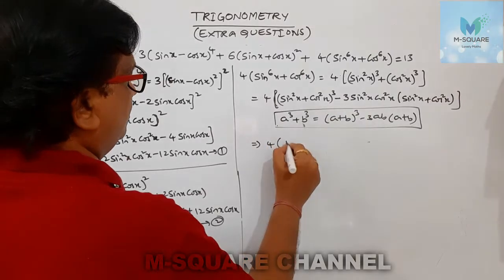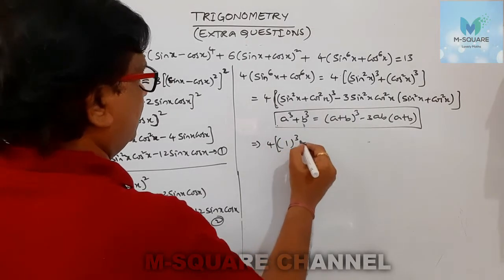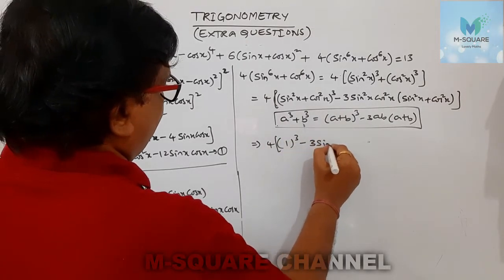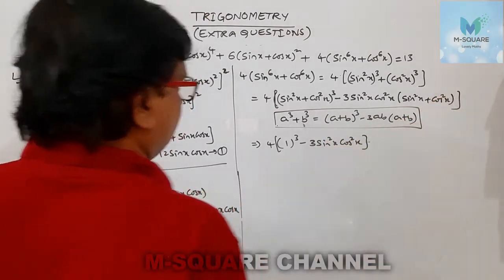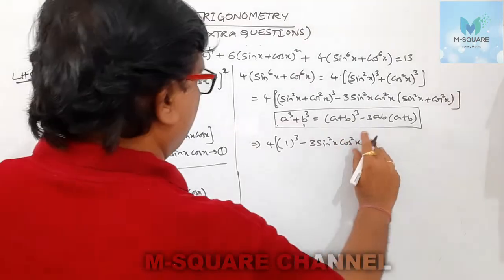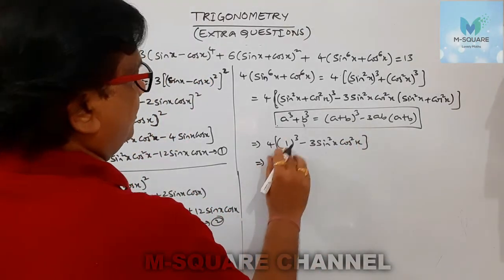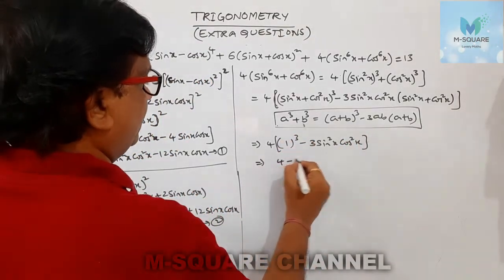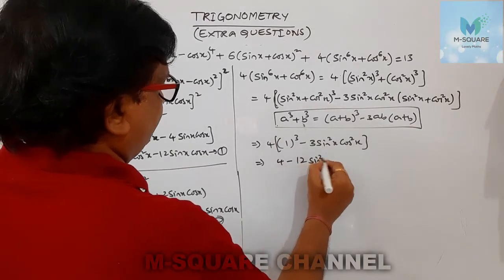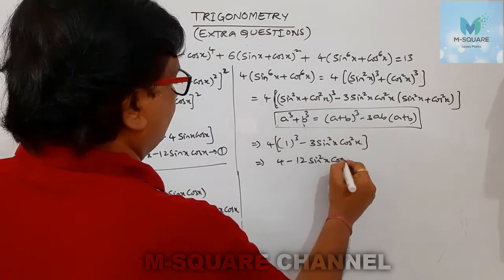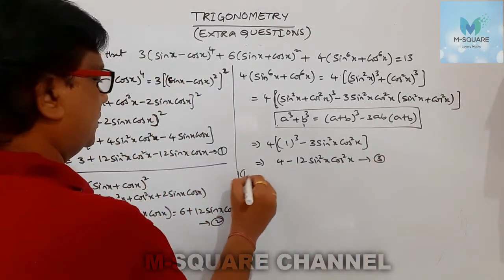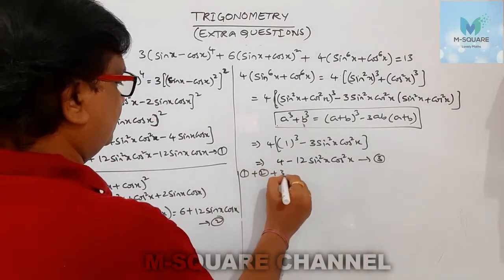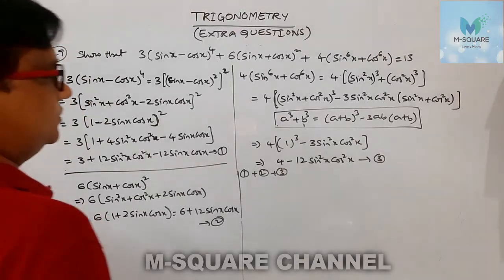So 4 into 1 cube minus 3 sin square x cos square x. This is 1, that's why I am not writing 1 here. So 1 cube means 1, 4 ones are 4, minus 12 sin square x cos square x. This is the third one we are taking. So 1 plus 2 plus 3.